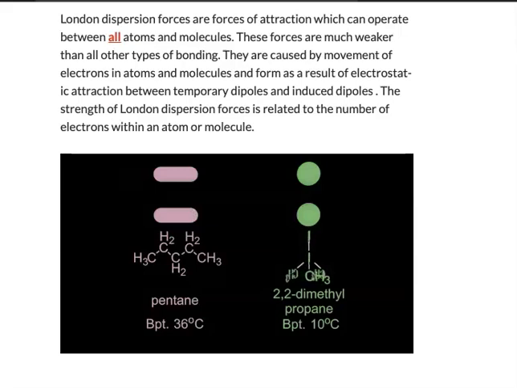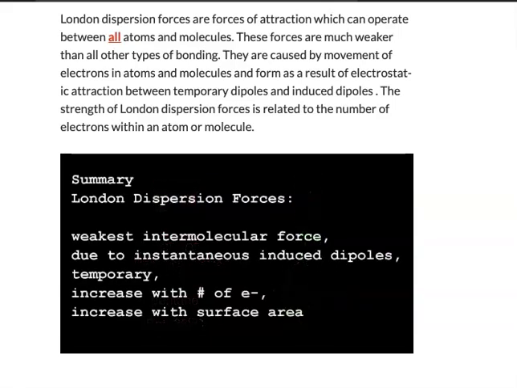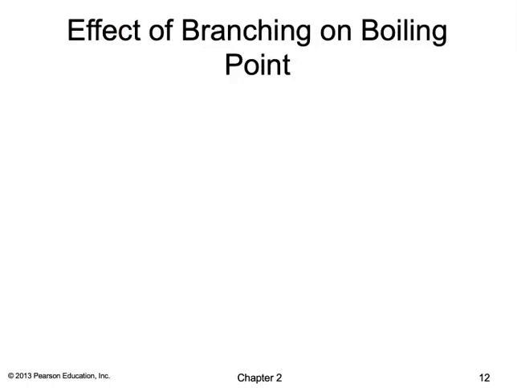And rather than labouring the point, here is the boiling point of pentane. You can see that it is indeed elevated above the boiling point of 2,2-dimethyl propane. So in summary, London dispersion forces are the weakest intermolecular force. They're due to instantaneous induced dipoles. They're temporary, and they increase with increasing number of electrons, and they increase with increased surface area. The way I remember this is sticky sausage, non-sticky balls. I had to end with that, the non-sticky balls and the sticky sausages.